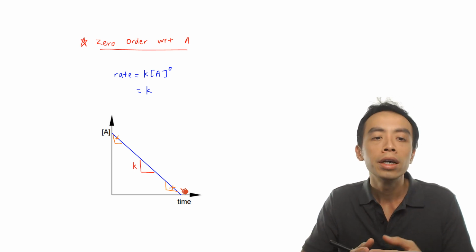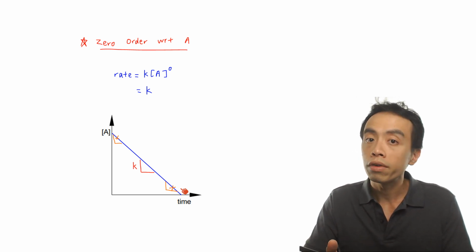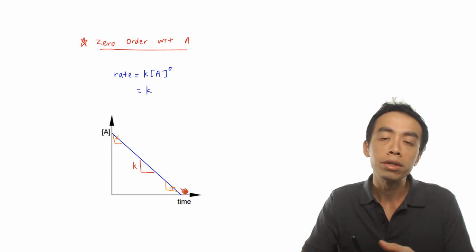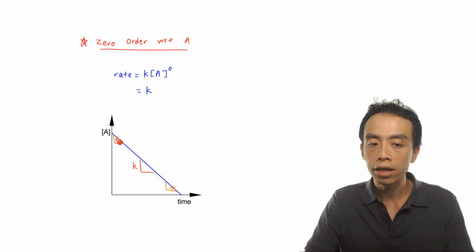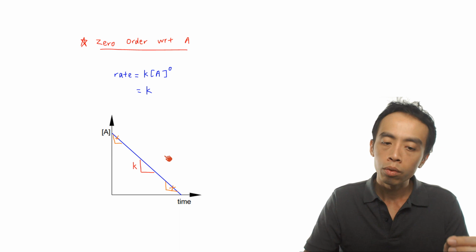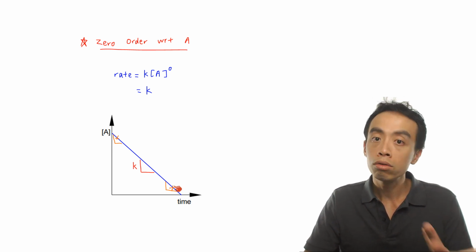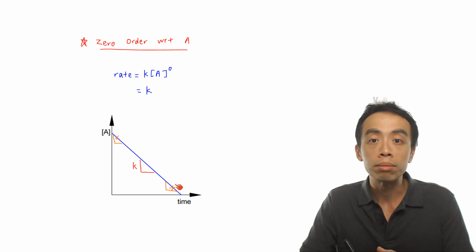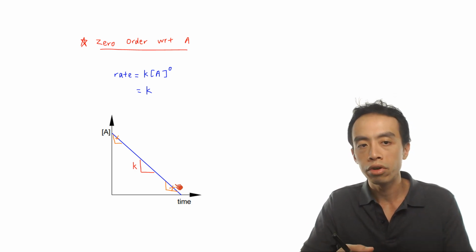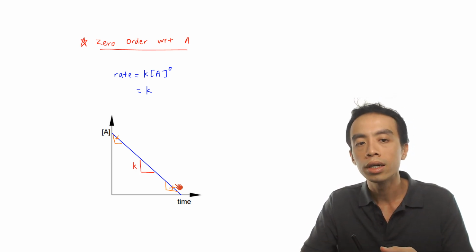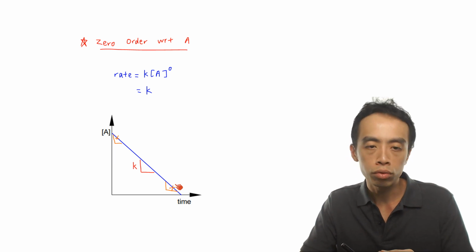So what this means is the concentration of A actually doesn't really affect the rate of the reaction. When you have a lot of A, the reaction is so fast. When you have very little A, towards the end of the reaction, the rate is still so fast. Actually, it is not affected by how much A there is inside the reaction mixture. So we know that this is zero order with respect to A.